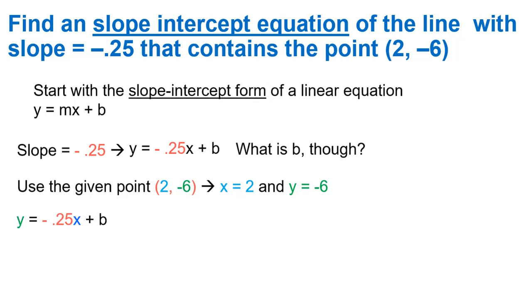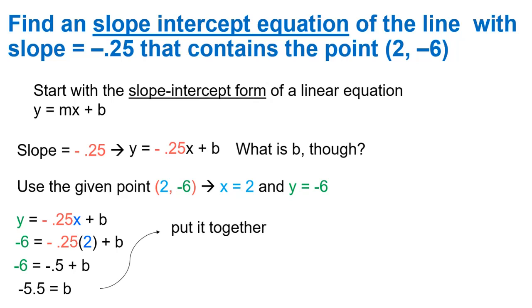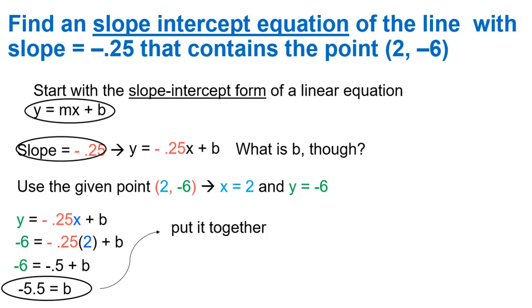In this case, the b is going to be negative 5.5, and we already know the slope. It's negative 0.25. So all I've got to do is substitute those into y equals mx plus b, and I've got my equation. In this case, y equals negative 0.25x minus 5.5.